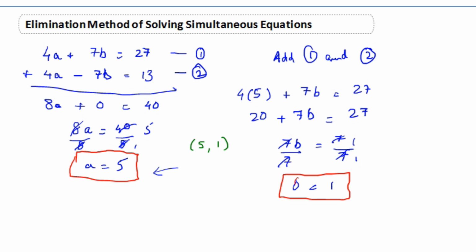So it's 4 times a, and a we know is equal to 5, so 4 times 5 minus 7 times b, and b we have found is equal to 1, that should give me 13. Okay, 4 times 5 is 20, and 7 times 1 is 7, that should give me 13, and yes, 20 minus 7 is 13, so 13 is equal to 13, which means our solution that we found, the ordered pair (5, 1), is correct. So that's how you solve simultaneous equations.